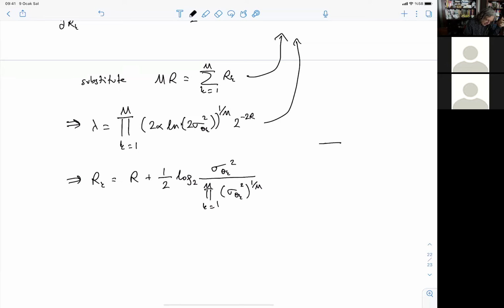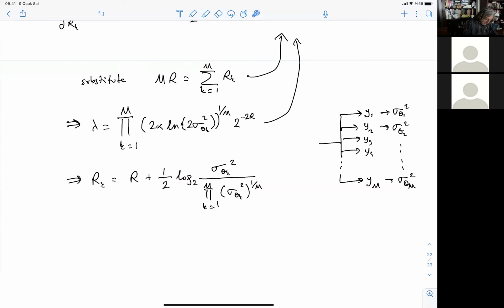Always keep in your mind that after the transformation, we have these channels of y1, y2, y3, y4 up to ym, and they have their corresponding variances, the energies, in other words, all the way down to sigma theta m square. So these are the energies. And here, this denominator is taking the geometric mean of these. At the top, it's the corresponding energy of the channel. For example, at the second channel, that is sigma theta 2 square in the numerator, divided by the geometric mean.